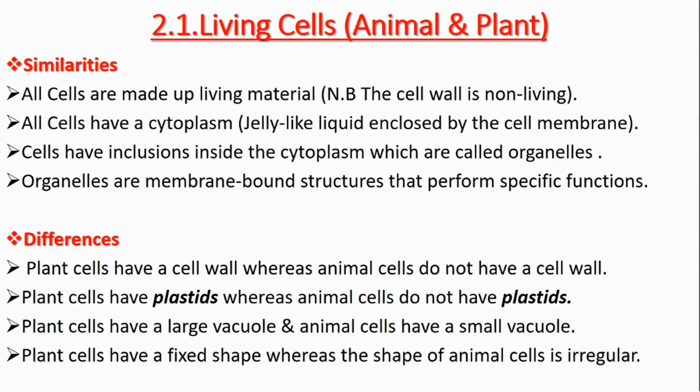Let's get right to it with the living cells, animal and plant. We'll first look at the similarities. All cells are made up of living material, but the cell wall is non-living. All cells have a cytoplasm, which is a jelly-like fluid enclosed by the cell membrane, and all cells have inclusions inside the cytoplasm, which are called organelles, and these organelles are membrane-bound structures that perform specific functions.